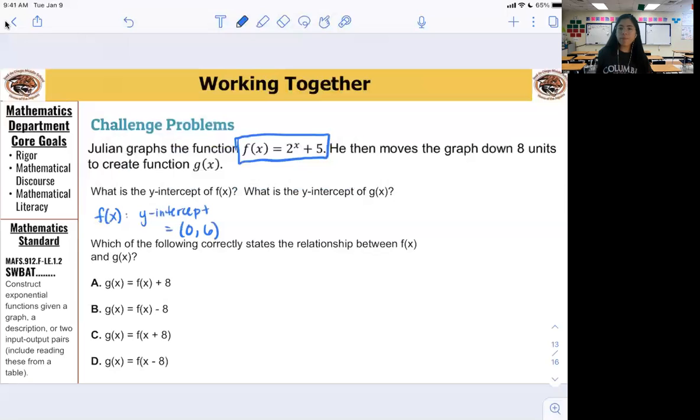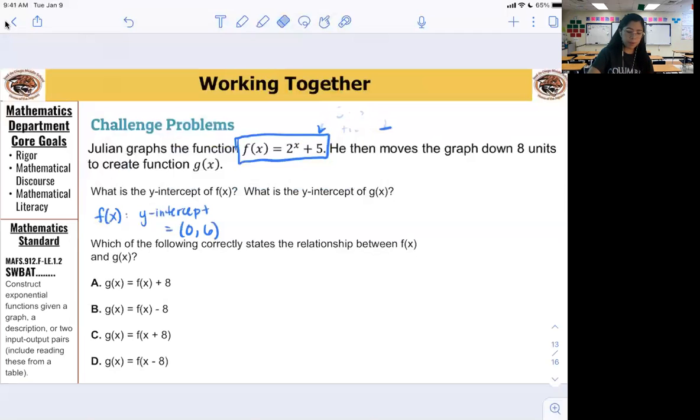The parent function, the original y-intercept is 1, and then you add 5. Perfect. So remember, the number at the end just tells you how much, so 5 up from 1. The original function, the parent function, starts at 1, so that's how much you're going to add. So we end up with 6.